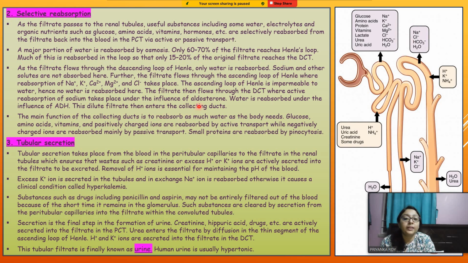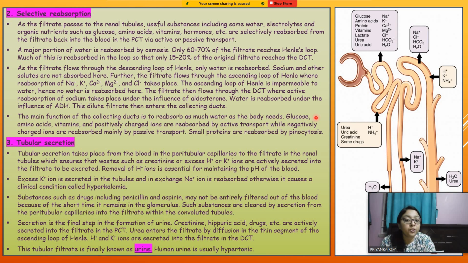Now the DCT also comes under the influence of aldosterone, and then sodium is uptaken over here. Water is reabsorbed under the influence of ADH. Okay. Now aldosterone and ADH will act upon here and sodium and water will be reabsorbed from the DCT.